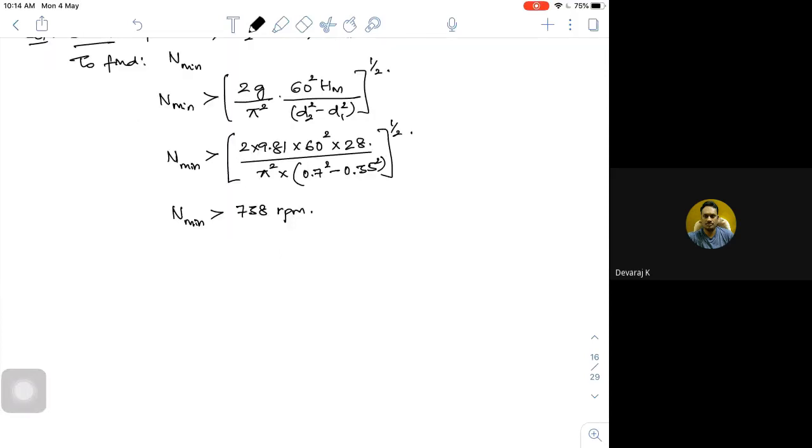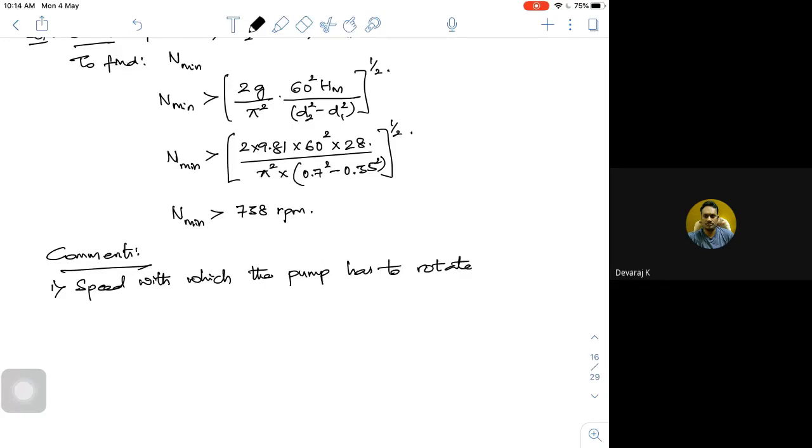Okay. So let's write some comments. The speed with which the pump has to rotate to ensure the delivery of fluid is 738 RPM.